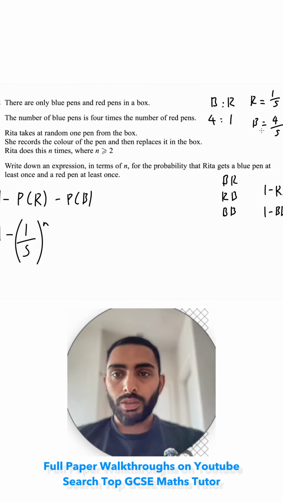And I'm going to do the same thing with the blues. So it's minus 4 over 5 to the power of n. So it's the same as that one. And I can't simplify that, so I would just leave it like that.